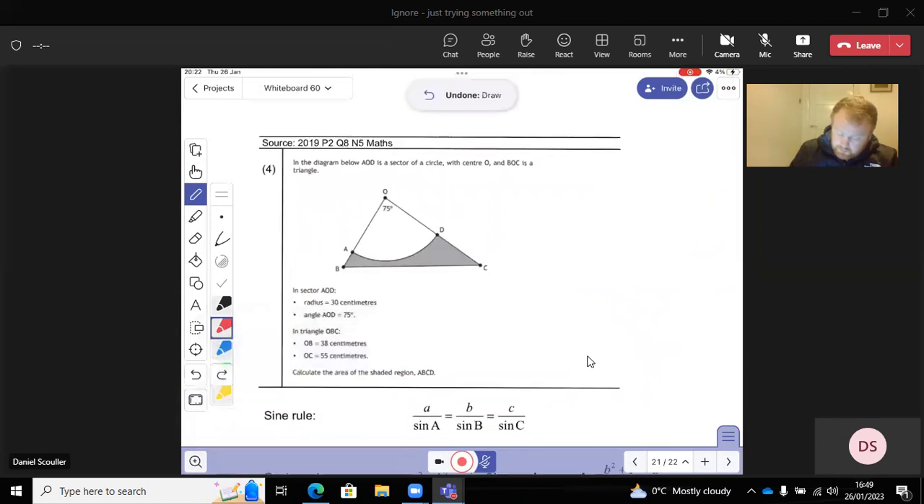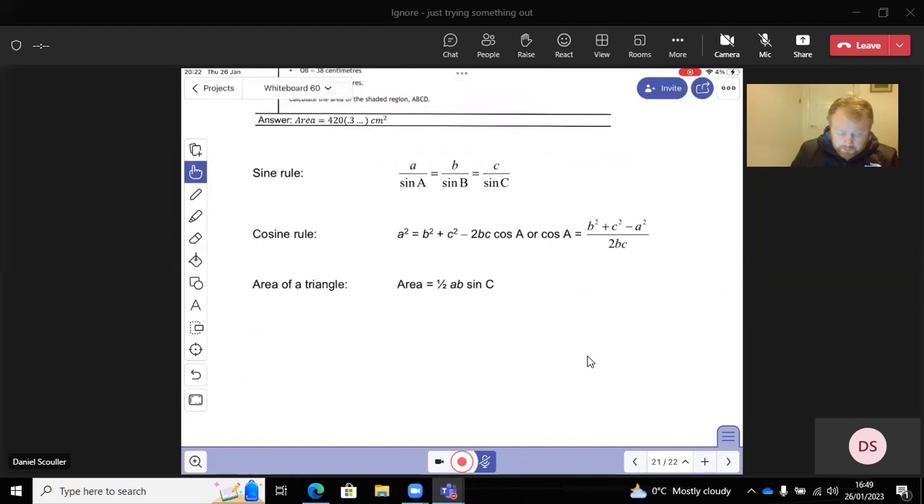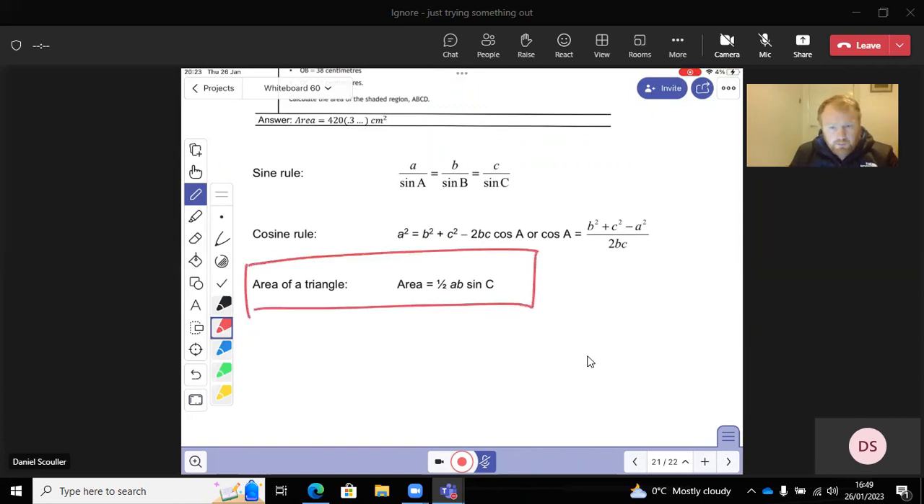Sorry guys. Right, we're looking to find the area of the triangle. To find that shaded grey area in that question, we need to first find the full area of the triangle and then take away the area of the sector. So for the area of a triangle, when it's not right angled, you get given the formula in the formula sheet, half AB sine C. Again, we need to label up the triangle correctly to use that formula.